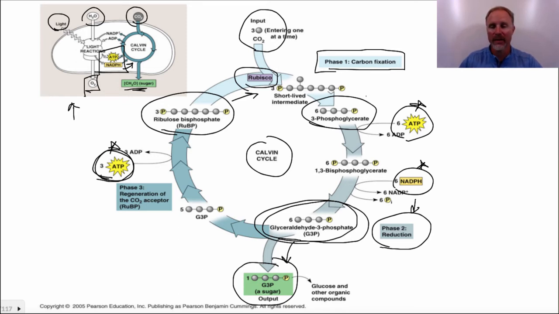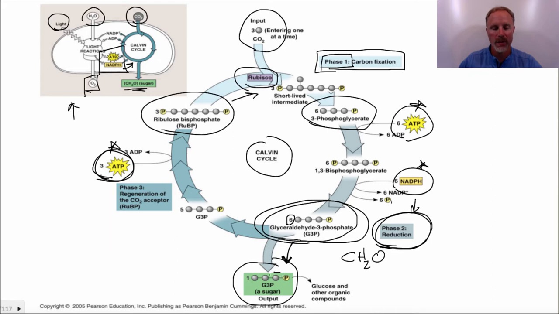So we've got the fixation phase, carbon fixation. This is where we bring the CO2 in. We've got the reduction phase. This is where we reduce it to give us CH2O, for instance. And then we've got 6 of these here, and we're going to take 1 as an output.